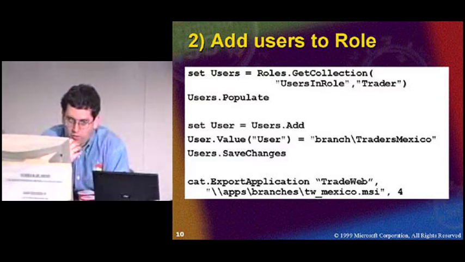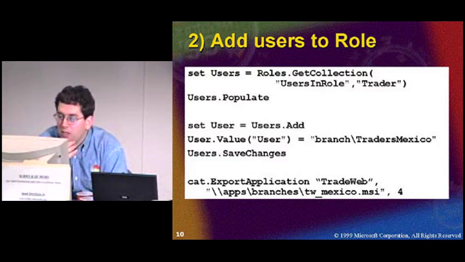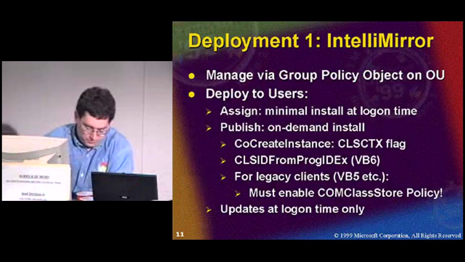Once we have this user object here, now we're talking through the icom-admin catalog object. We're going to change the value of this user to be the specific user account. In this case, domain is branch, and the user group is Traders Mexico. We save these changes, and we're basically done. Now we're exporting the resulting application to a network share, so we can then deploy it to the production machine.